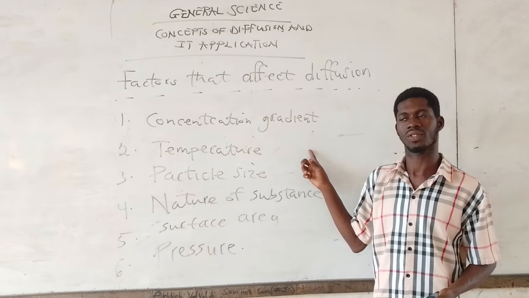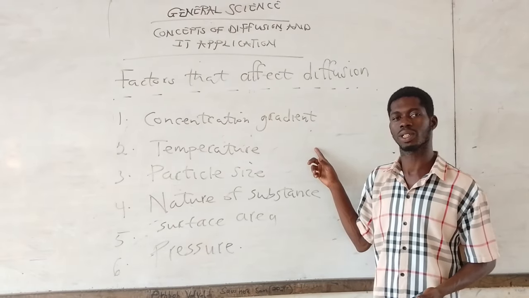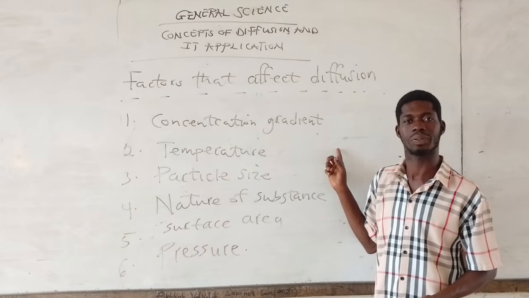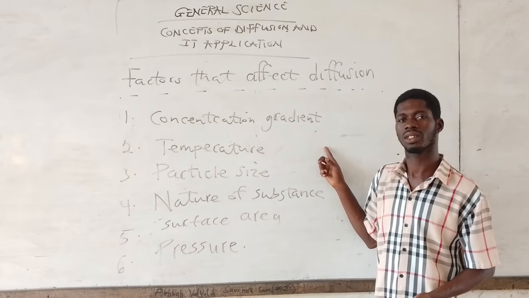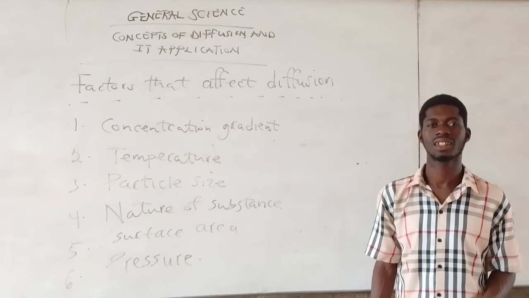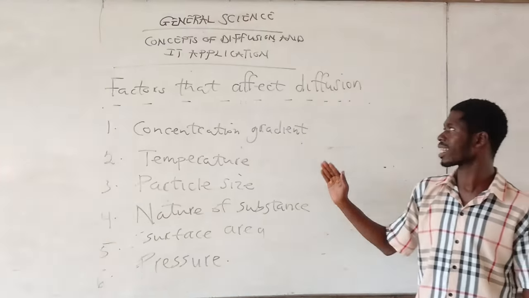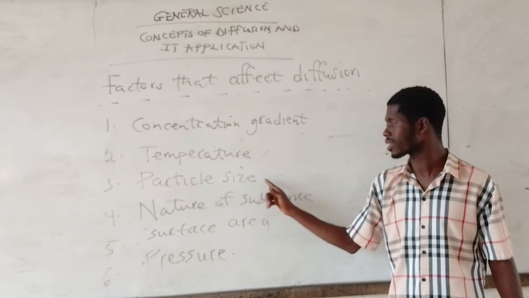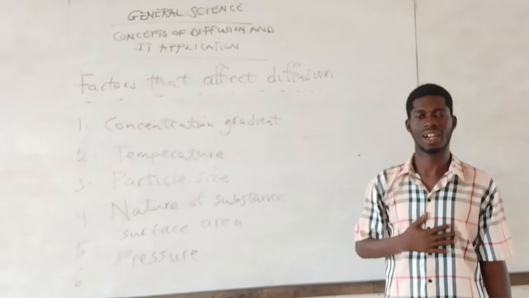Temperature also affects diffusion. The higher the temperature, the higher the rate of diffusion. The lower the temperature, the lower the rate of diffusion. Okay, so now the third factor that affects diffusion is particle size.